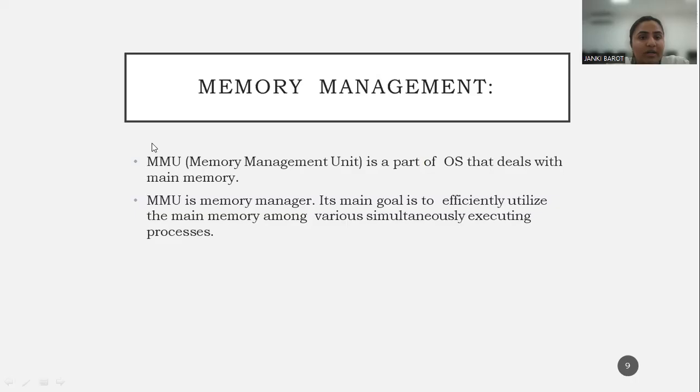Okay, now we'll see what memory management is. What is the memory manager? The memory management unit is a part of the operating system that deals with main memory. Its main goal is to efficiently utilize the main memory among various simultaneously executing processes. We need to utilize the main memory, where we need to allocate and deallocate space.